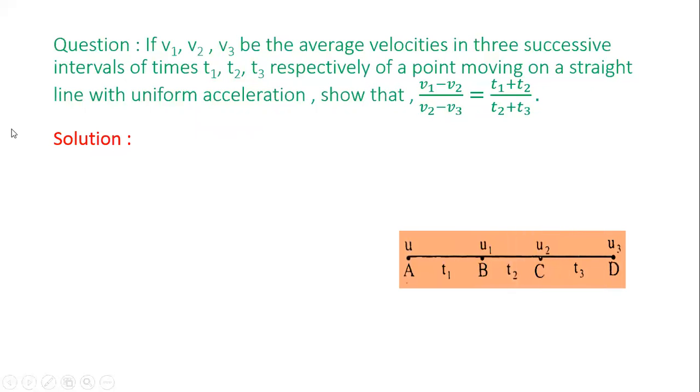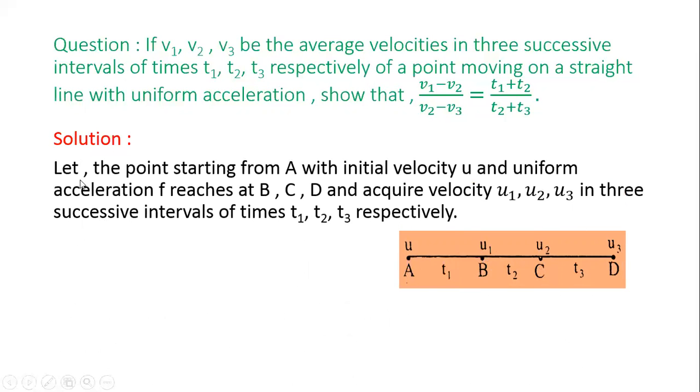Solution. For this, at first we draw this figure where these are points A, B, C, D. Let the point start from A with initial velocity u and uniform acceleration f, reach B, C, D and acquire velocities u1, u2, u3 in 3 successive intervals of times t1, t2, t3 respectively.